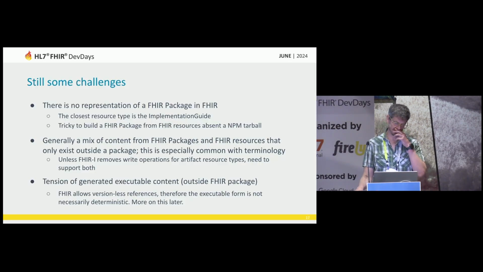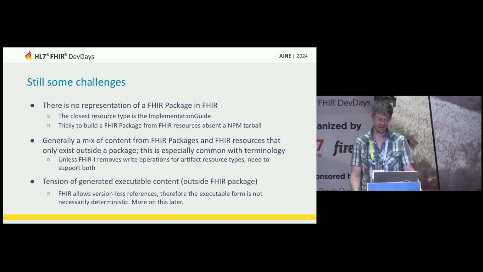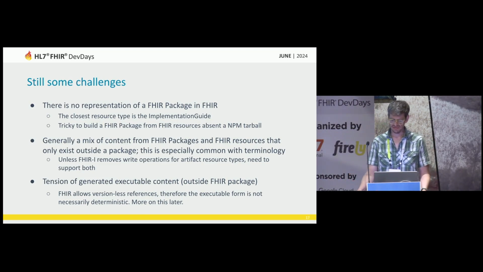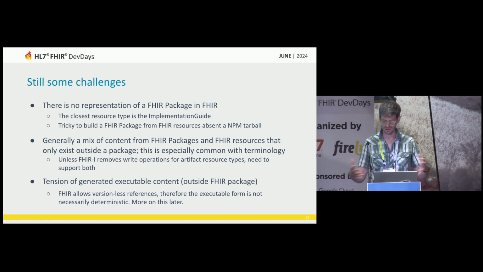I mean, there are still some challenges here. For instance, there is no actual representation in FHIR of a FHIR package. There is the implementation guide resource that's kind of close. It has a lot of the properties that you would find in a package.json inside an NPM or FHIR package. But it's also tricky to build a FHIR package from FHIR resources if they weren't published that way. So if you just have these resources that you're using REST operations to create, and they've never existed in a FHIR package, it can be tricky to figure out how you would make that a package so you could support authoring use cases.